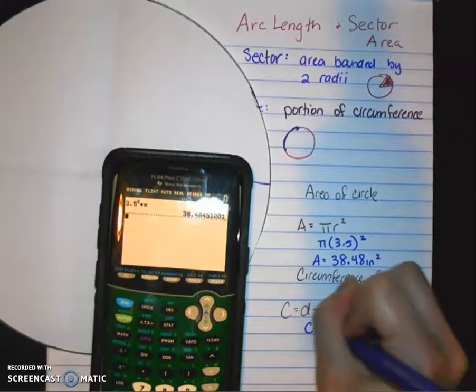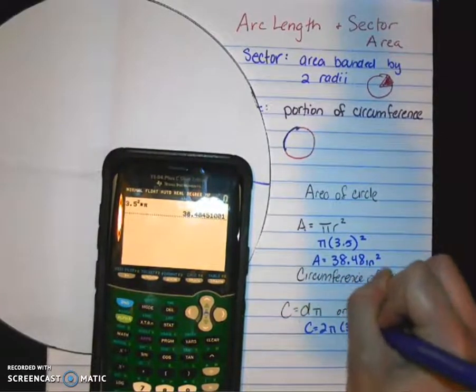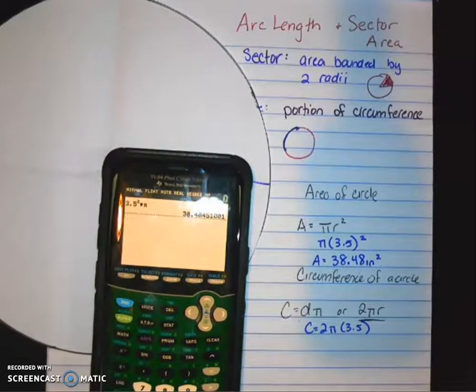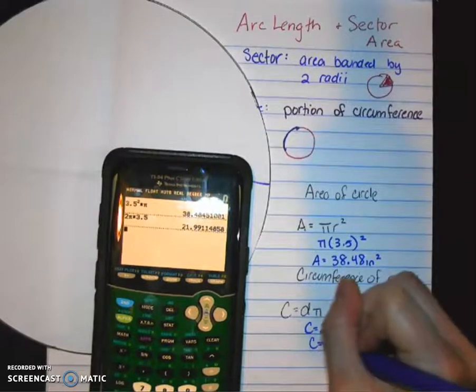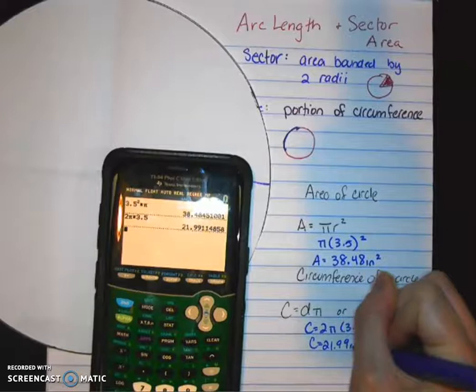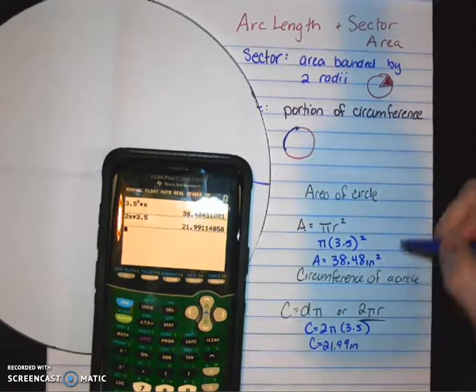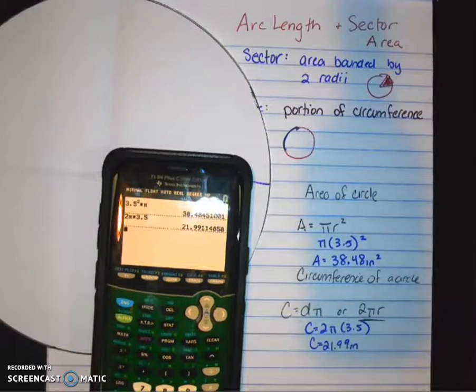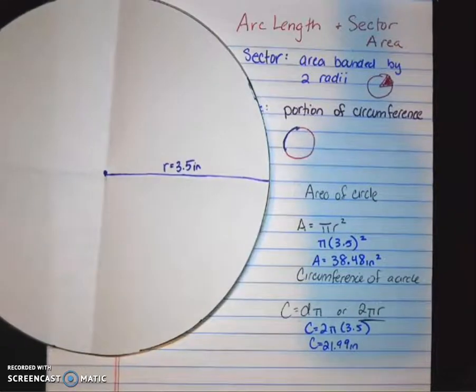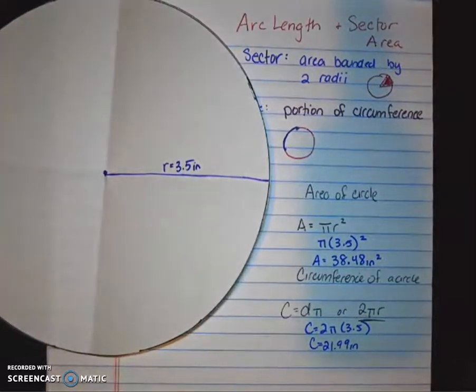We can do the same for circumference. It's going to be 2 pi times 3.5. So I'm going to do 2 pi times 3.5. And we're going to get that the circumference is 21.99 inches. Remember, circumference is just a length. That's why I do not have square units, whereas area should have square units because we're asking about how much space covers a surface.